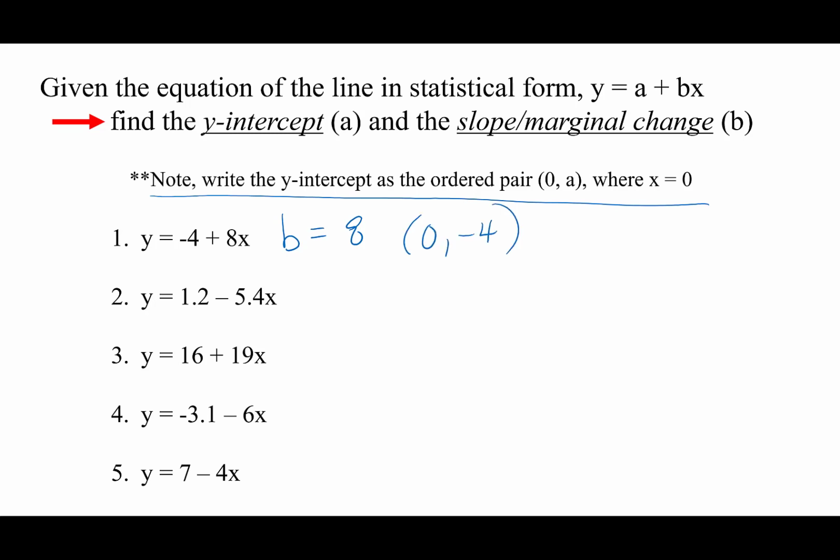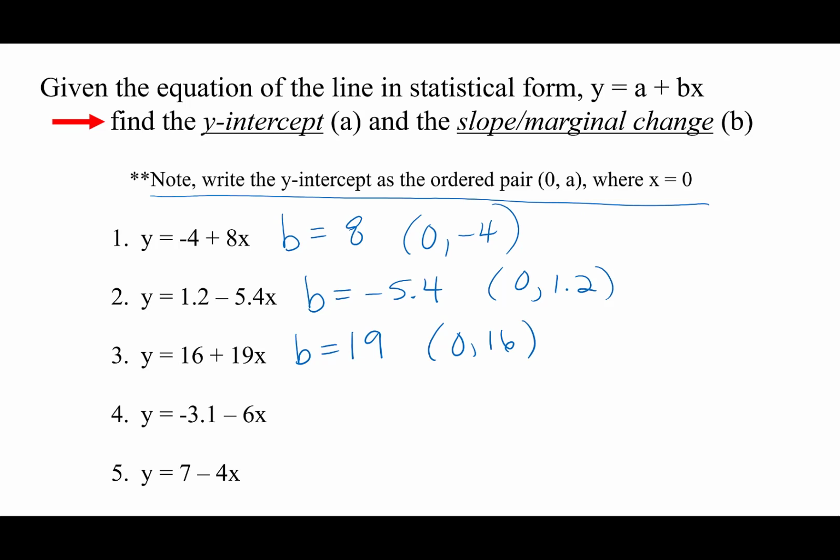Number two, y equals 1.2 minus 5.4x. The marginal change is -5.4, and the y-intercept is (0, 1.2). Number three, the equation is y equals 16 plus 19x. The slope is 19. The y-intercept is (0, 16).